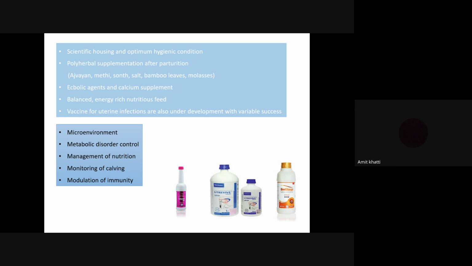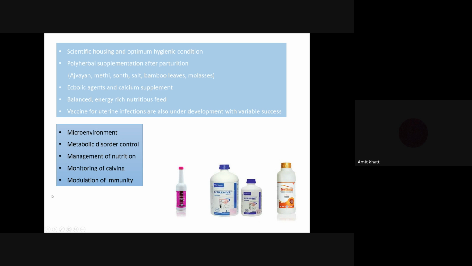If any animal experiences a delay in evacuating the fetal membrane or the placenta, then the likely chances are that in the future days the animal will suffer from uterine infection. So by using such polyherbal supplementation, we are supposed to reduce the incidence of RFM. Additionally, we can supplement the animal with an ecbolic agent, calcium supplement, balanced ration. All these things should be utilized.